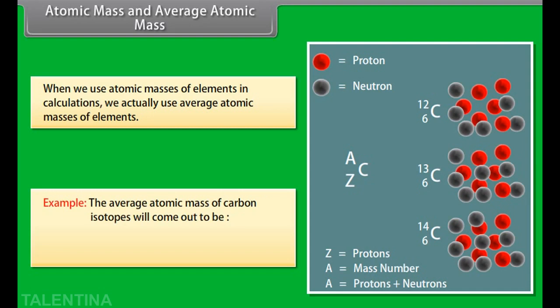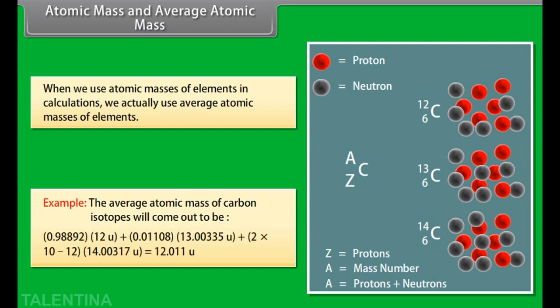Example: the average atomic mass of carbon isotopes will come out to be 0.98892 × 12 u plus 0.01108 × 13.00335 u plus 2 × 10^-12 × 14.00317 u, which is equal to 12.011 u. Molecular mass and formula mass.